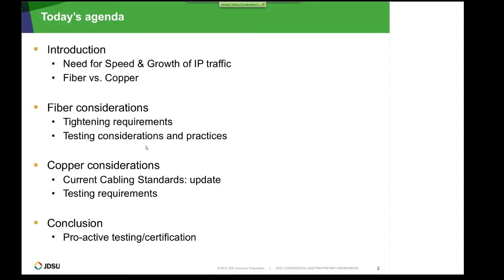Today's agenda: needs for speed and growth of IP traffic, fiber versus copper, then fiber considerations, tightening requirements, testing considerations and practices, copper considerations, current cabling standards update, and testing requirements. At the end, conclusion, proactive testing certification.